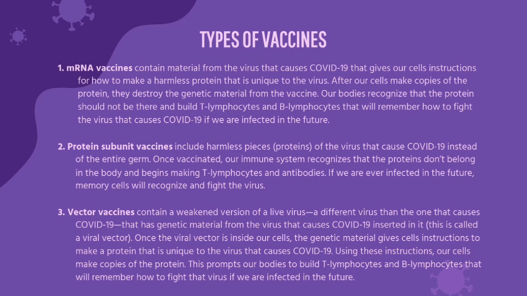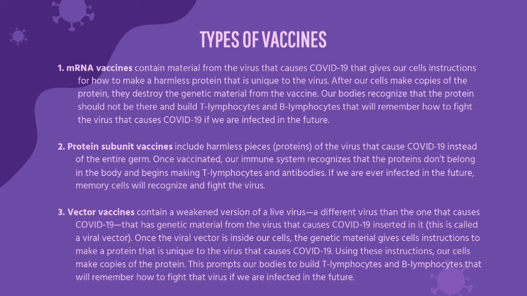Types of vaccines. Number 1. mRNA vaccines. These contain material from the virus that causes COVID-19 that gives our cells instruction for how to make a harmless protein that is unique to the virus. After our cells make copies of the protein, they destroy the genetic material from the vaccine. Our bodies recognize that the protein should not be there and build T lymphocytes and B lymphocytes that will remember how to fight the virus that causes COVID-19 if we are infected in the future.